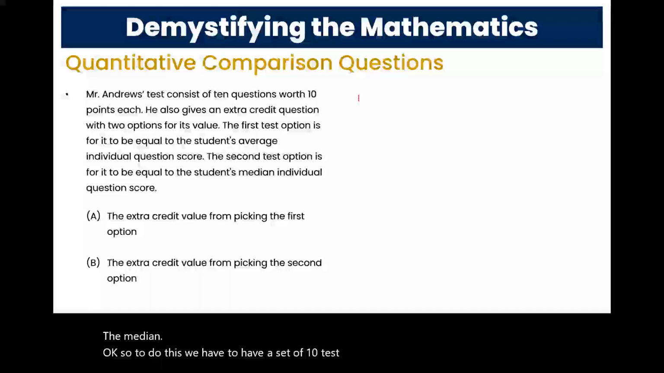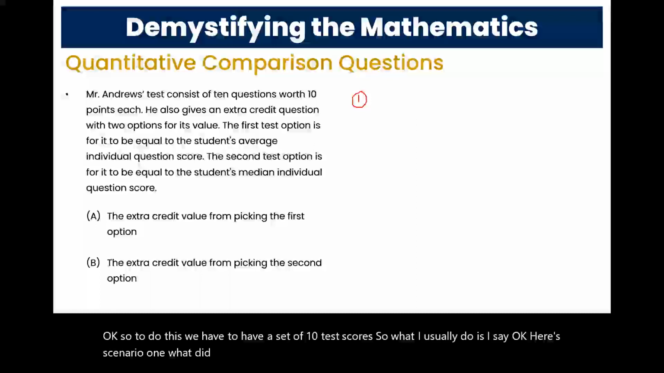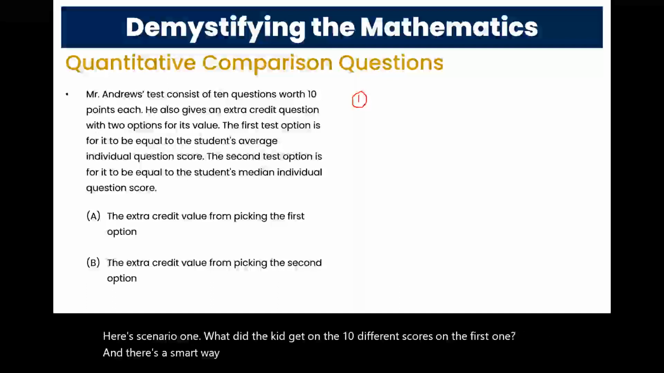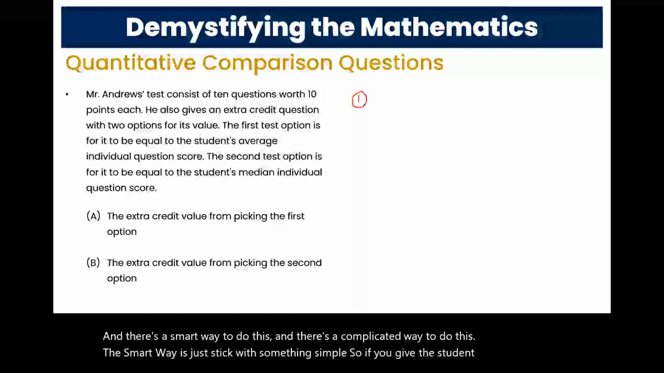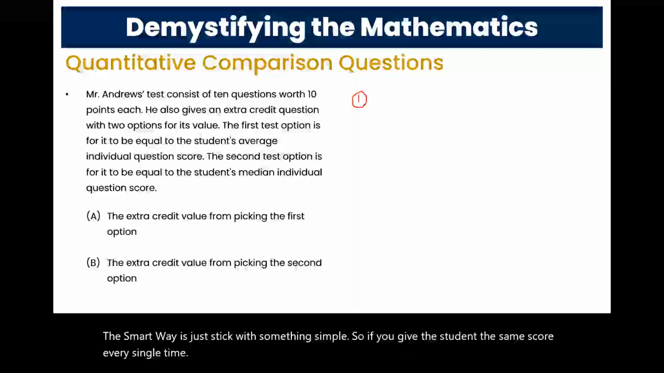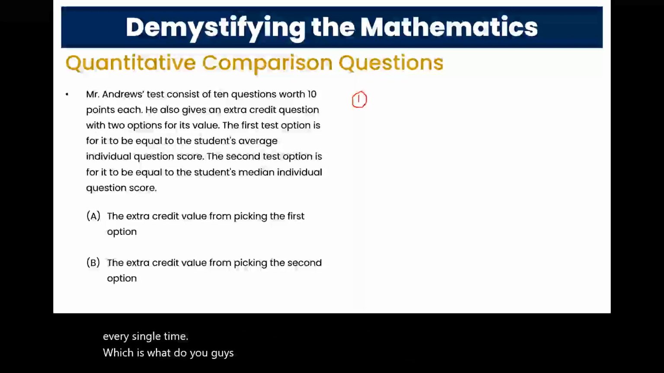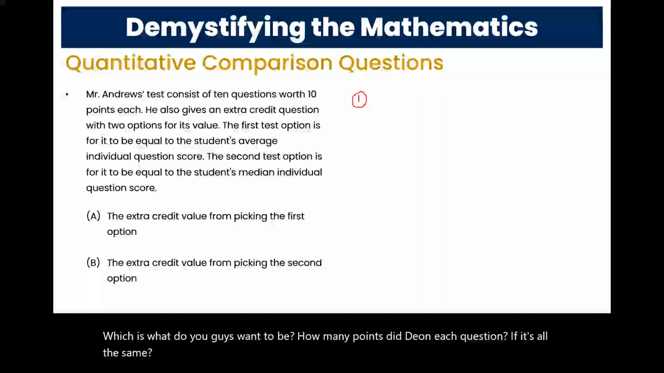Okay. So to do this, we have to have a set of 10 test scores. So what I usually do is I say, okay, here's scenario 1. What did the kid get on the 10 different scores on the first one? And there's a smart way to do this and there's a complicated way to do this. The smart way is just stick with something simple. So if you give the student the same score every single time, what do you guys want it to be? How many points did he earn on each question if it's all the same? 10? Okay, so we got 10 points on all 10 questions.